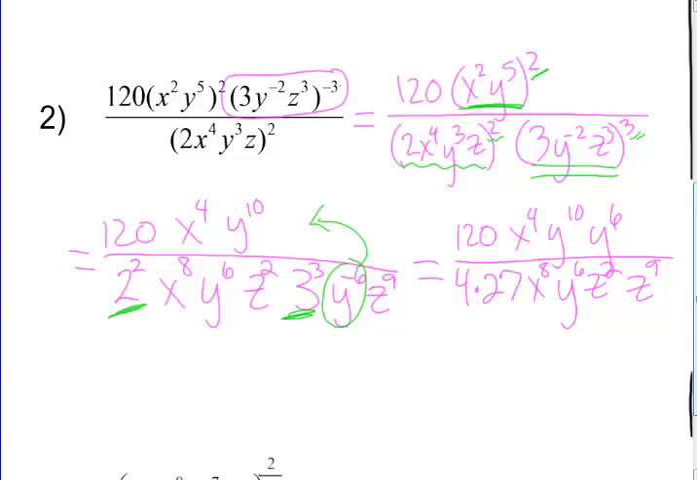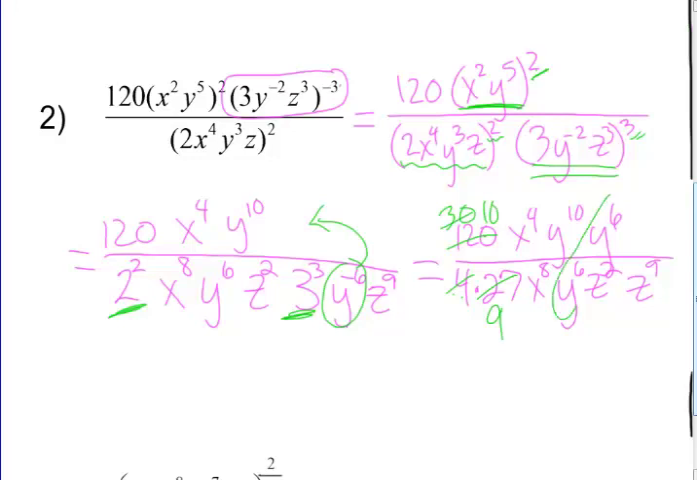120 divided by 4. Okay, how many times does 4 go into 120? 30. Can I do any other number simplifying? Well, look at the numbers I have left. I have a 27 on the bottom. I have a 30 on the top. Can I divide them by anything? I can divide them both by 3. So divide this by 3, we get 9. Divide that by 3, we get 10. Okay, so we simplified our numbers.